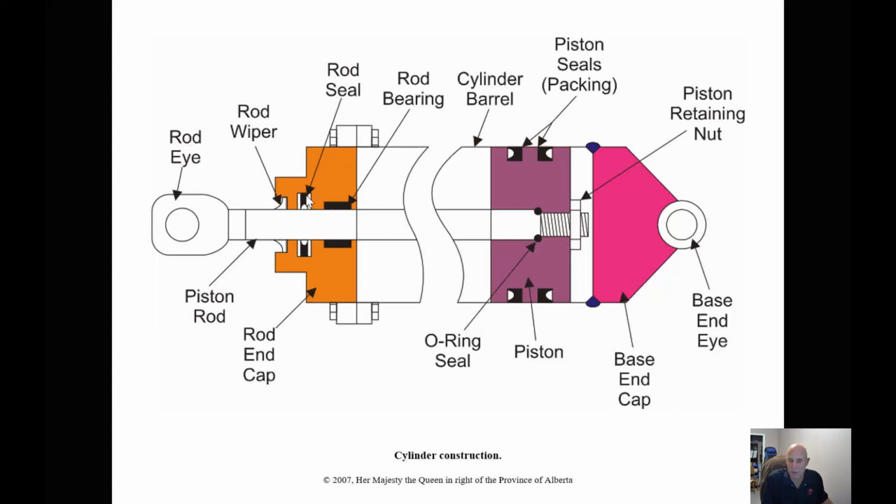Now these are made out of different material. It can be brass or it can be something synthetic, and it's to help guide the rod and keep it straight in the housing. Then we have a rod seal, which is a pressure seal, and it keeps the oil in there as we're retracting the rod. And we also have a wiper seal, and this is an exclusion type seal to keep any dirt or any debris from coming in and taking out our rod seal.